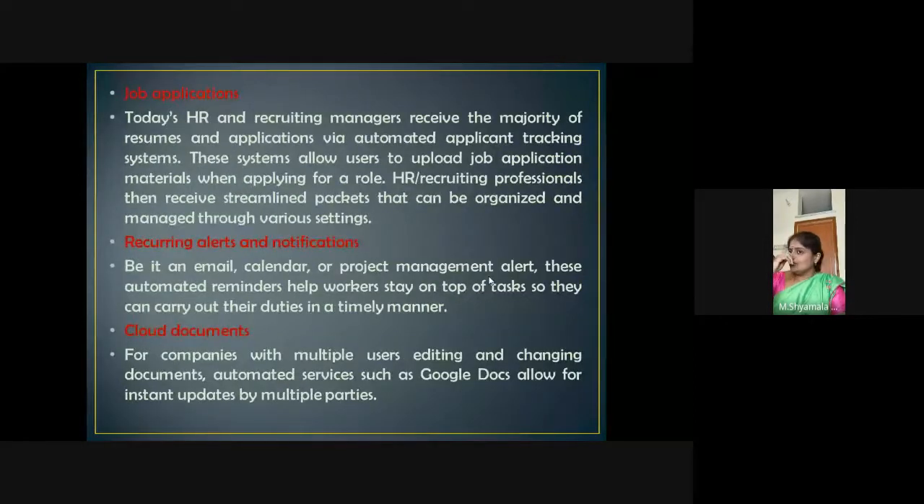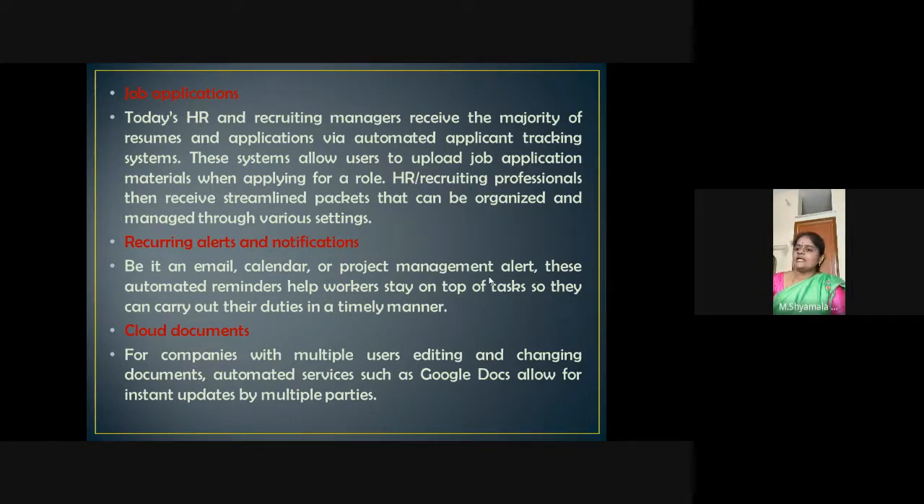Job application. Today, HR and recruiting managers receive the majority of resumes and applications via an automated applicant tracking system. This system allows users to upload job application materials when applying for a role. HR recruiting professionals then receive the streamlined package that can be organized and managed through various settings.